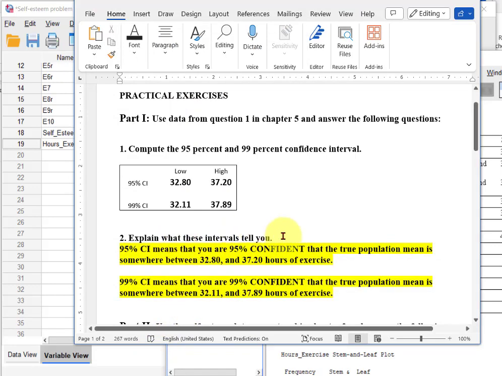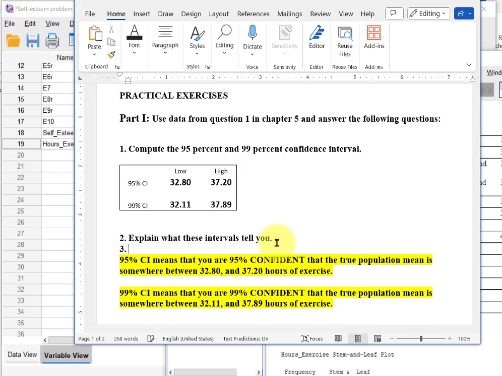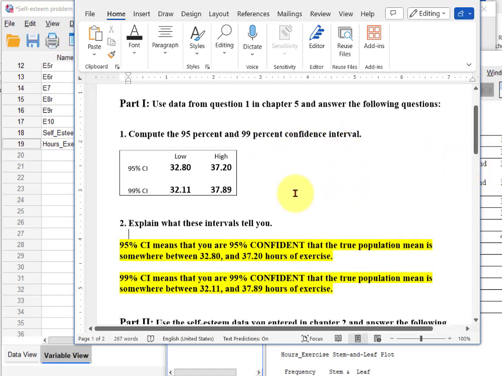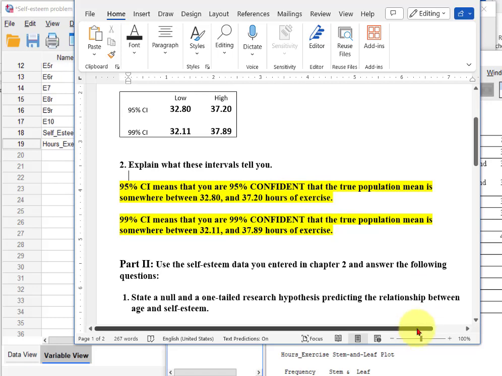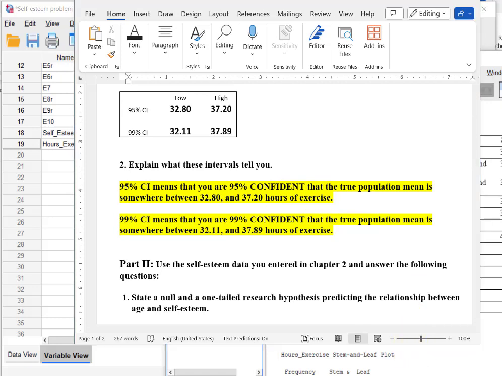All right, so there's number 1 and number 2. So again, use SPSS. Put the data in SPSS. Do it the way the video did, and it's just a lot faster. Okay, so let's switch down to part 2.